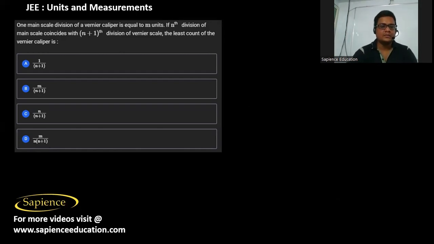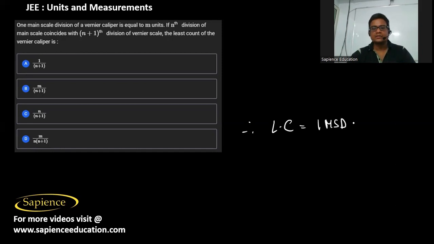Then here it is told that one main scale division of a vernier caliper equals m units. If nth division of main scale coincides with n plus 1th division of vernier scale, the least count of the vernier caliper is. So therefore, the least count of vernier caliper is equal to 1 main scale division minus 1 vernier scale division.